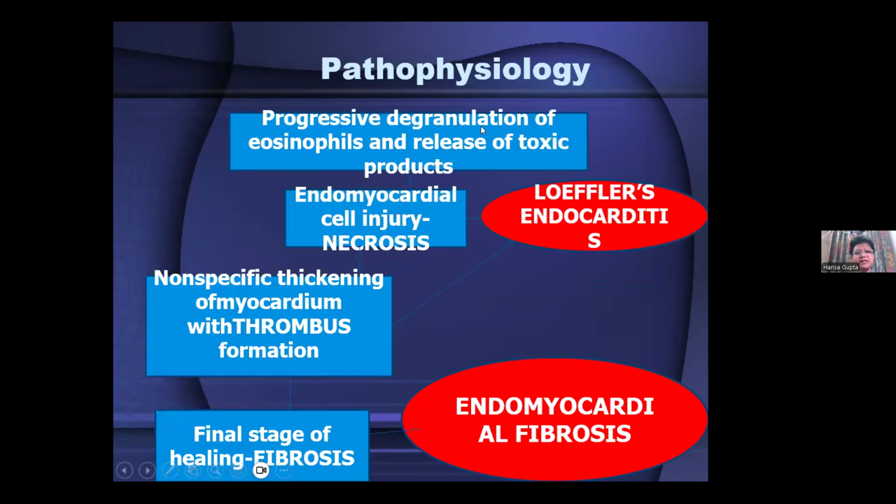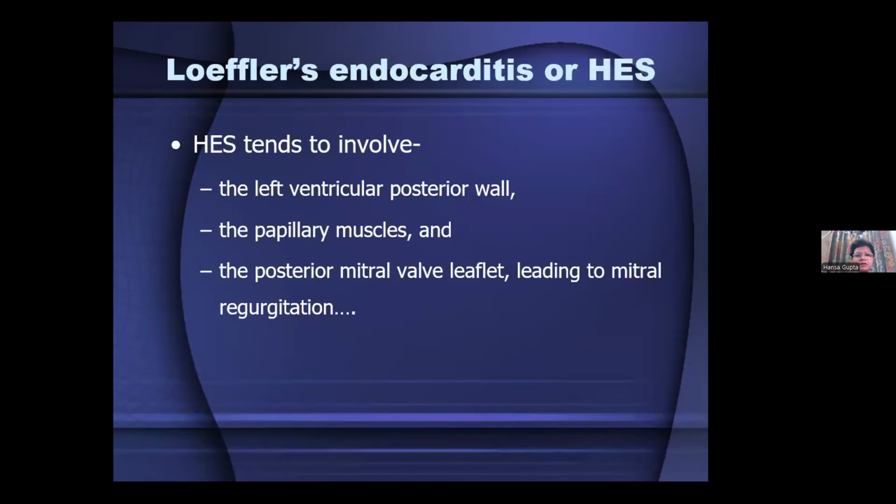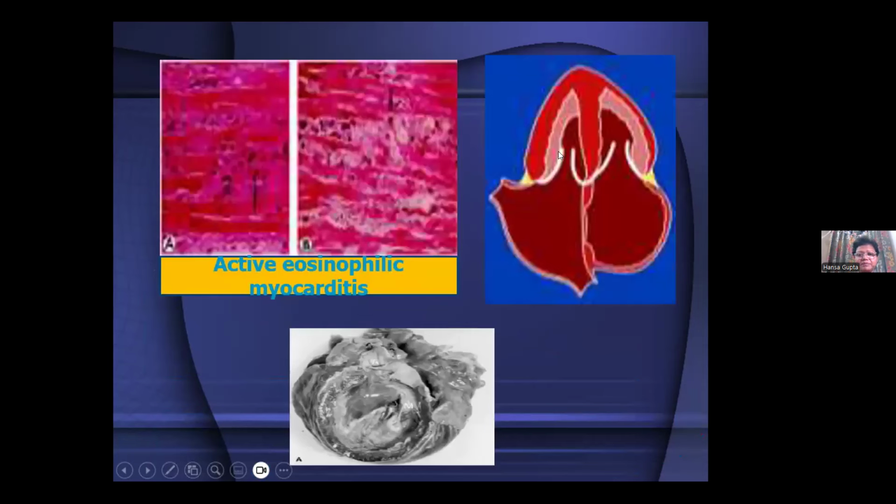You just understand that there is a degranulation of eosinophils, toxins are produced, leading to necrosis of the endomyocardium, leading to thrombus formation. So there are a lot of thrombi in this kind of disease, which get layered and lead to thickening and obliteration of the apices and the endocardium. Okay, the final stage of healing is fibrosis. The hypereosinophilic syndrome tends to involve the left ventricular posterior wall, the papillary muscles, the posterior mitral valve leaflet, leading to mitral regurgitation. I'll show you the images which will help you in keeping this in mind.